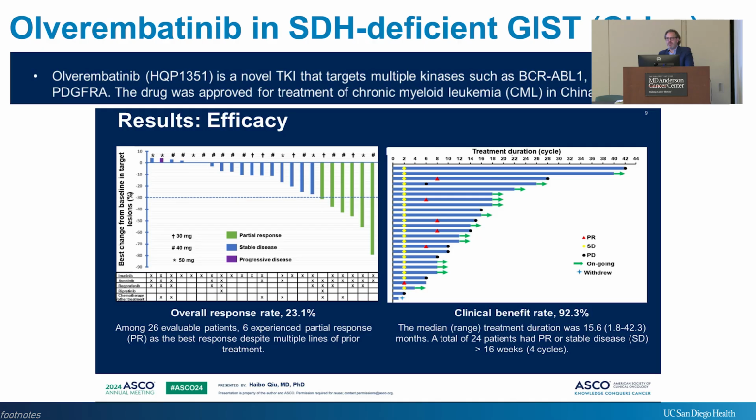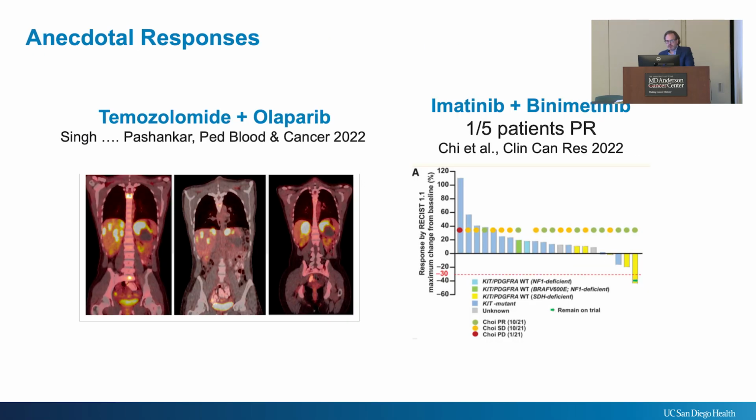This is a drug that was made in China. This was a drug that was approved in China for chronic myelogenous leukemia, actually the same disease that imatinib was originally developed for. Interestingly, one of its targets, you can see here, is FGFR as well. And what you can see in this study is that of the 26 patients they treated, they had 6 partial responses as well.